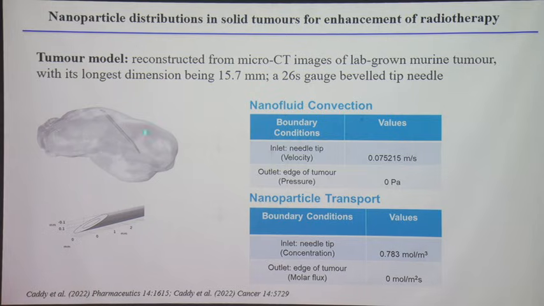So we built a tumor model. This is a realistic tumor model. This was reconstructed from micro-CT images obtained for the corresponding experiment. This was a lab-grown tumor. The longest axial distance is less than 16 millimeters. And they used a bevel tip needle. So we modeled the actual needle like this with the exact dimensions and then put it inside.